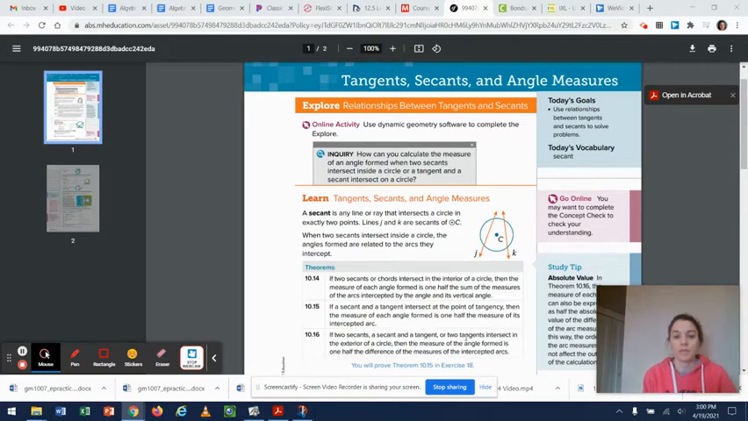This section is about tangents and secants. A secant is any line or ray that intersects a circle in exactly 2 points. So the orange lines you see over here are called secants. When two secants intersect inside a circle, the angles formed are related to the arcs they intercept.